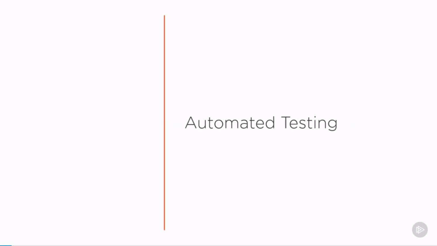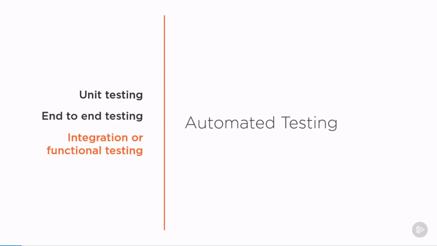In this section, we're going to talk about automated testing in general. There are three types of automated tests: unit testing, which is what we're going to be dealing with in this course, end-to-end testing, and integration or functional testing. Unit testing and end-to-end testing are fairly well defined. Integration or functional testing tends to be a little bit more of a vague concept that can mean one thing to one person and something different to somebody else. Let's take a look at each of these types of tests.